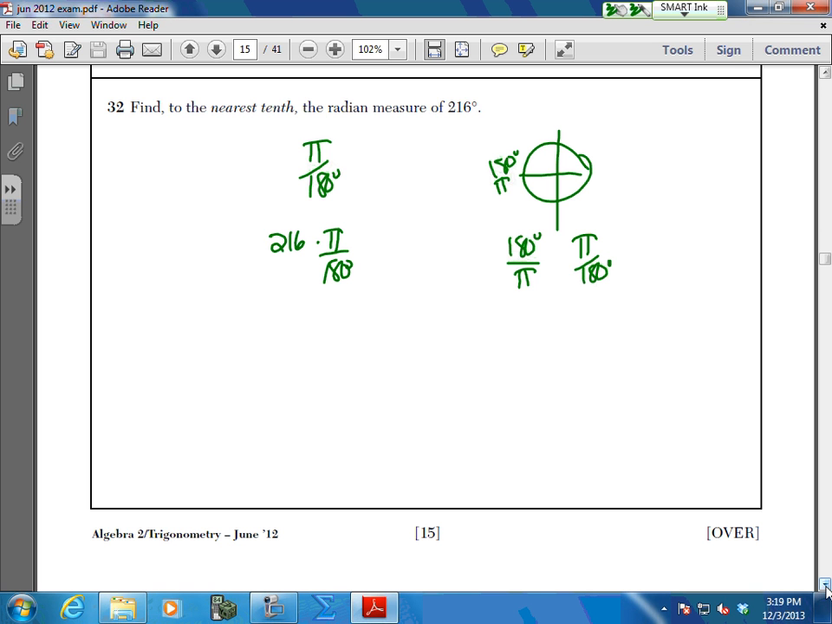Now, they didn't ask to reduce it, they asked to go to the nearest tenth. So just put it in your calculator and round it to the nearest tenths. Sometimes they will ask for it reduced, in which case reduce this fraction and leave it with the pi. But since they asked for the tenths, you can very easily put it in that one.